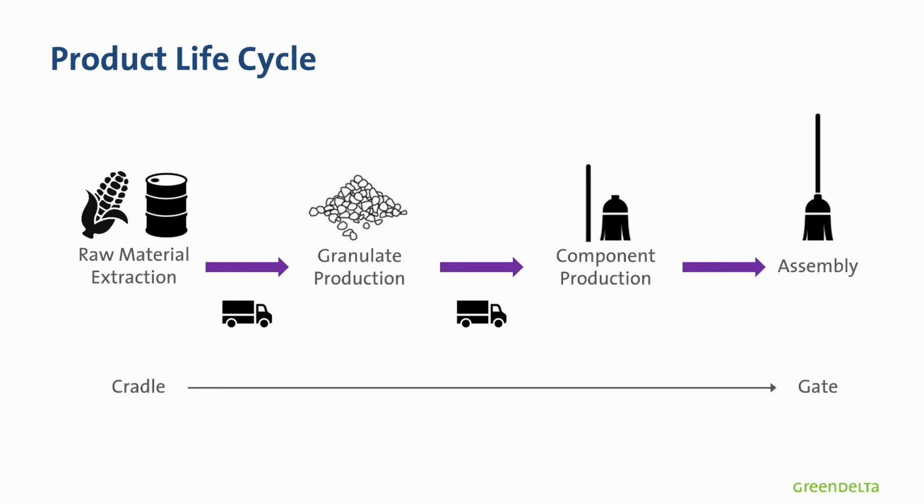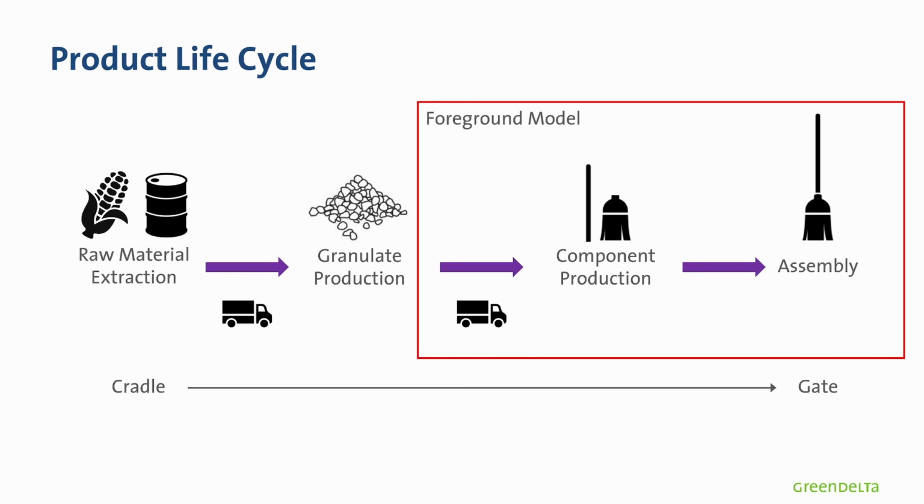And then it's also important to define what is our foreground model and what's our background model. The foreground model is everything that we model by hand within our database, so all of the processes that we define the inputs and outputs for. And the background model is what we connect to in a database to complete the life cycle of our product.